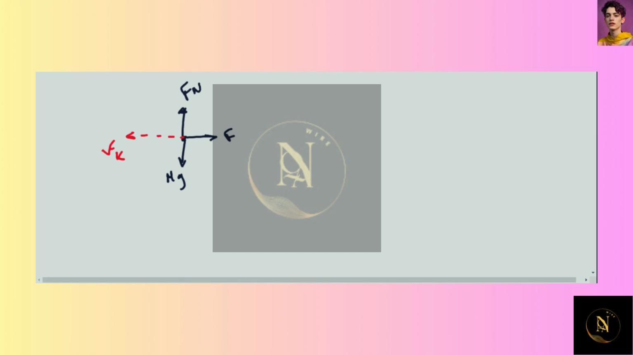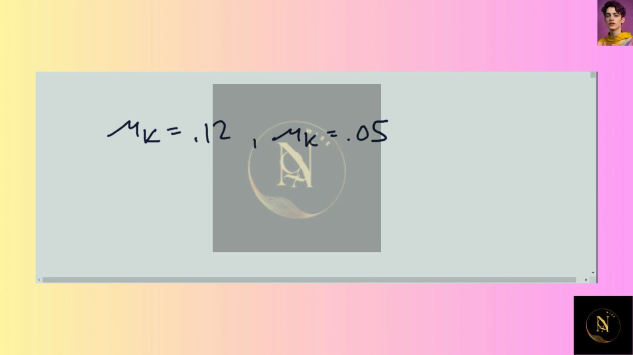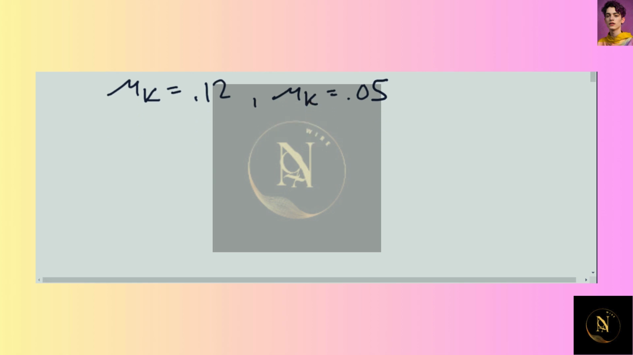So here we have some car that's trying to accelerate up a slippery slope. And we want to find the acceleration given two different values of kinetic friction. So we're given the coefficient of kinetic friction. The first value is 0.12. The second one is 0.05.